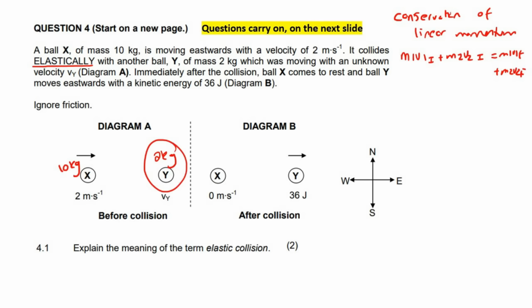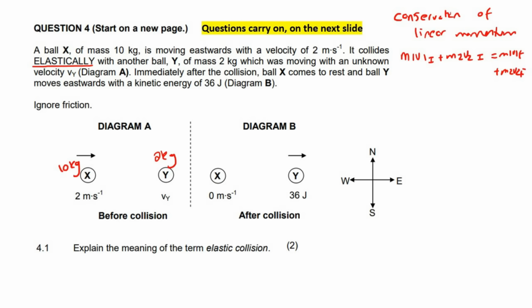So we don't know what this ball was doing. We don't know if it was moving to the left or to the right. It doesn't really matter, but it was moving. Then it says immediately after the collision, ball X comes to a rest. So it stops immediately, so it's at 0 meters per second, and ball Y is going to move eastwards with a kinetic energy of 36 joules. So the first question, for 2 marks: explain the meaning of the term elastic collision.